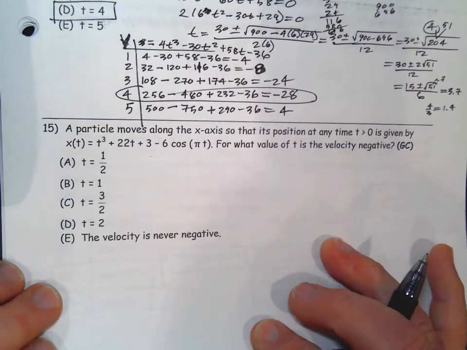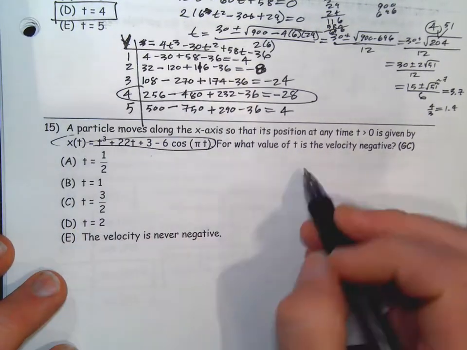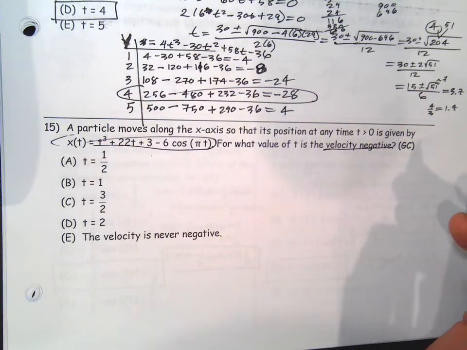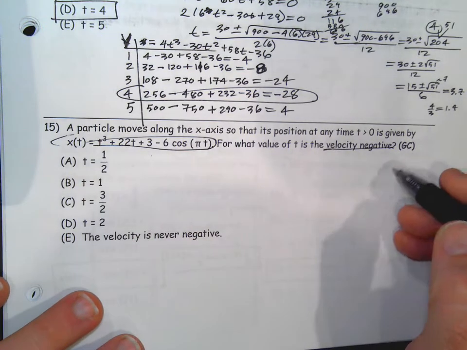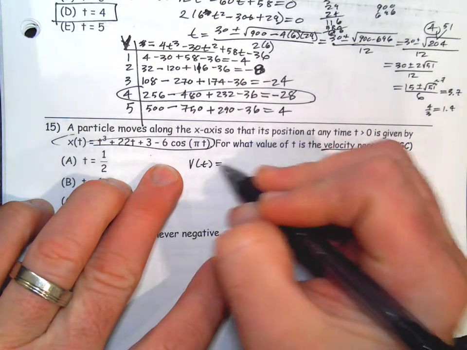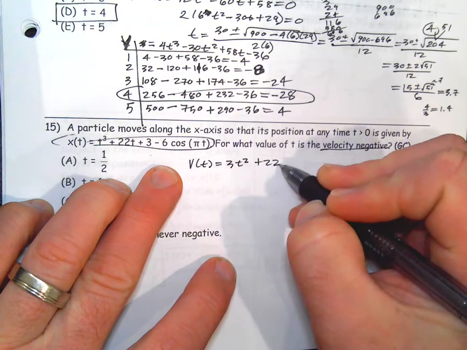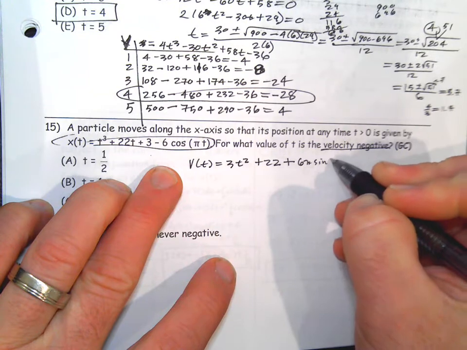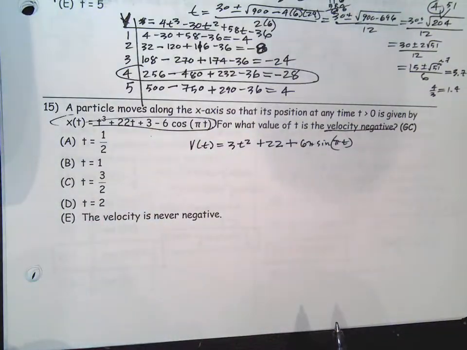All right. Okay, number 15, a particle moves along the x-axis. This is its position. For what value of t is the velocity negative? It says we could use a graphing calculator. So I mean, we could just find the velocity function, 3t squared plus 22 plus 6 pi sine pi t, because I don't think we're going to solve that by setting it equal to 0.